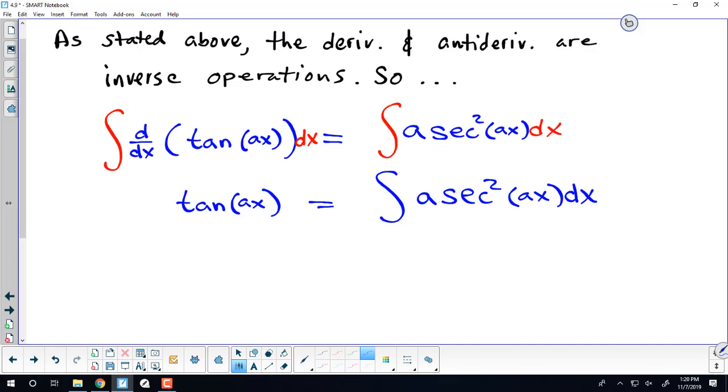Why didn't we cancel it out on the second one? On the right-hand side, because we don't have a derivative over there. The derivative on the left-hand side cancels out with the antiderivative that we took on both sides.